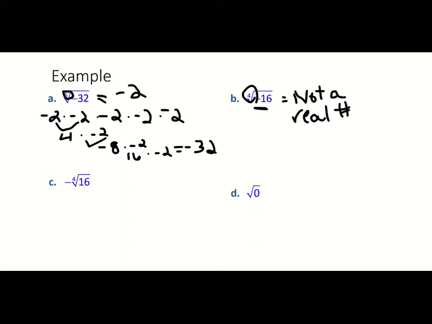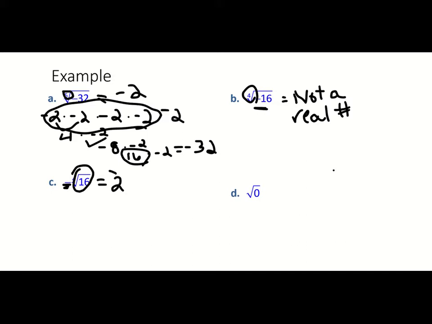But for C, the problem looks very similar, except now the negative is on the outside. So to do that one, what they're really asking is, what's the 4th root of 16? And then take the opposite of it. I know that the 4th root of 16 is 2, because we found up here, if we did 2 four times, we got a 16. And then they want the opposite of it. So in this case, my answer would be a negative 2. Because again, you evaluated the root first and then took the opposite.